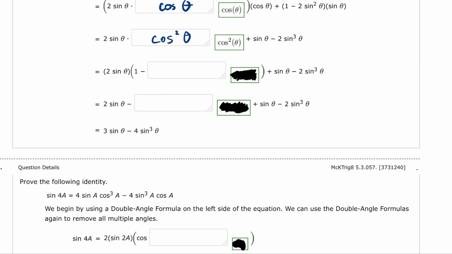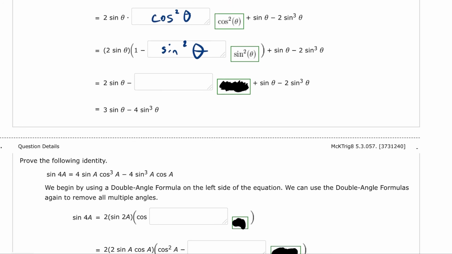Sometimes it's harder to follow when they write half of the workout for us. Let's see, this stayed the same. This stayed the same. So the only thing that changed is cosine squared got written as 1 minus sine squared. I'm sorry, cosine squared into 1 minus sine squared. And now it looks like they are going to distribute.